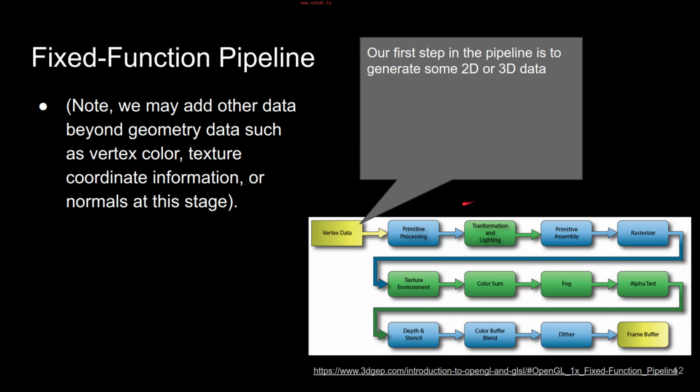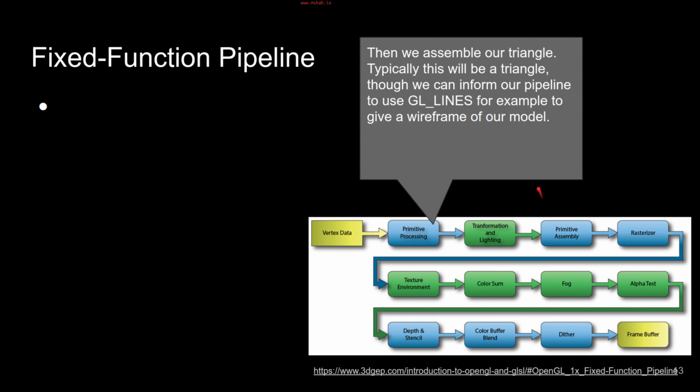of these functionalities, right? So again, we started in our pipeline with generating some 2D or 3D data. This could be color information. We'll talk about textures, eventually normal information, and so on. And then we assemble our primitive into triangles.